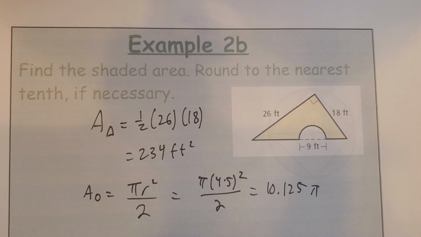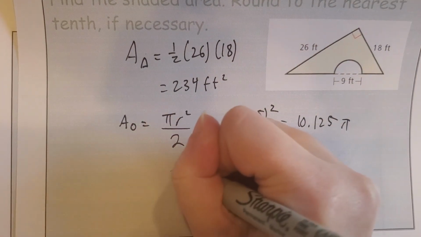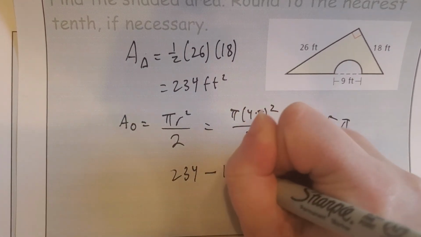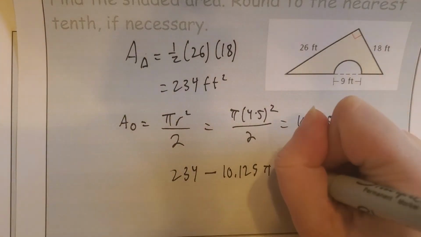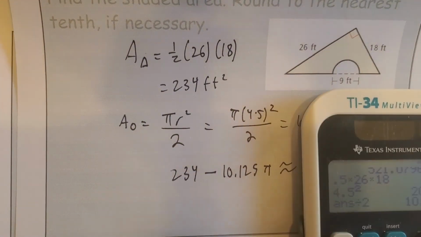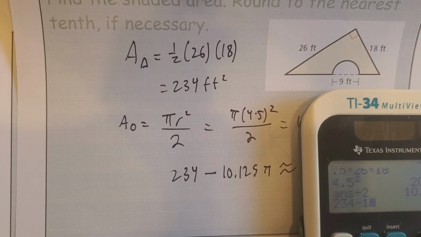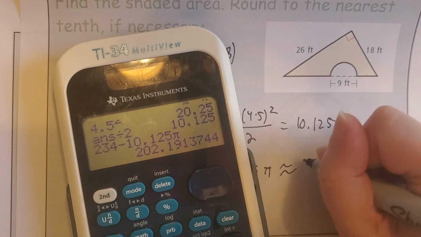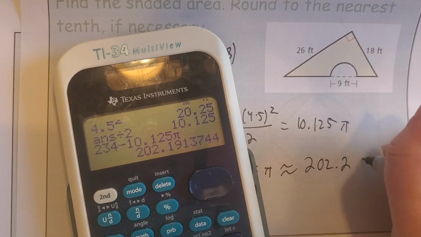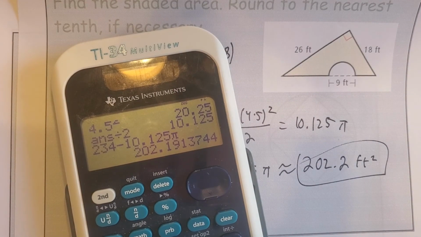And again, the area of the shaded region is the difference between the triangle and that semicircle. So if we left it exact, it would be 234 minus 10.125 pi. But again, because it says to round to the nearest tenth, we are going to plug that all into our calculator. So 234 minus 10.125 pi is approximately 202.2 feet squared. Cool.